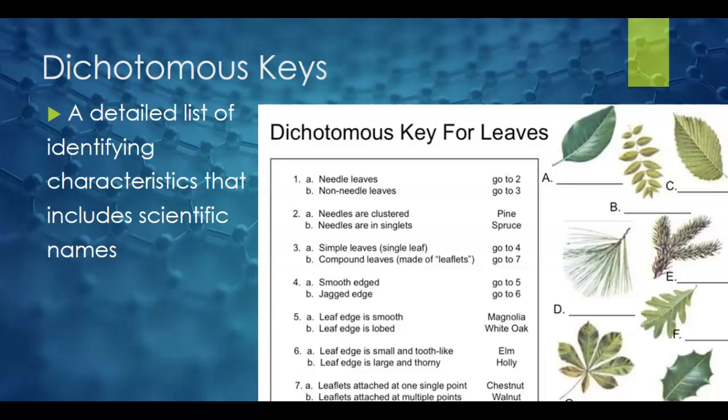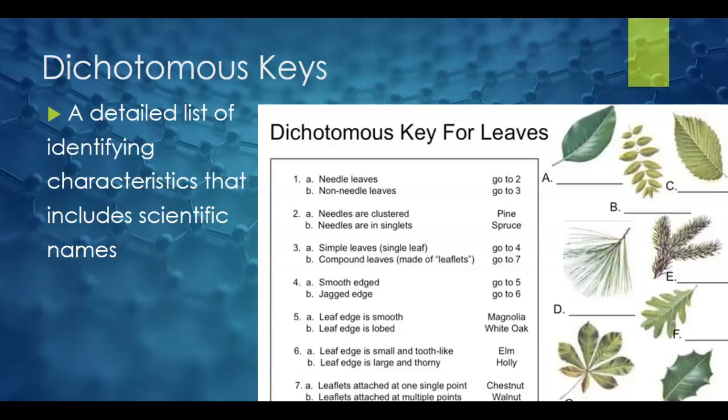Let's look at H. Needle leaves or non-needle leaves? That is going to be B, non-needle leaves, which tells us to go to number 3. We'll read number 3. Is it a simple single leaf or a compound leaf made of leaflets? It is a simple single leaf. So we're going to go to number 4. Does it have a smooth edge or a jagged edge? That is a jagged edge. So we're going to go to number 6.